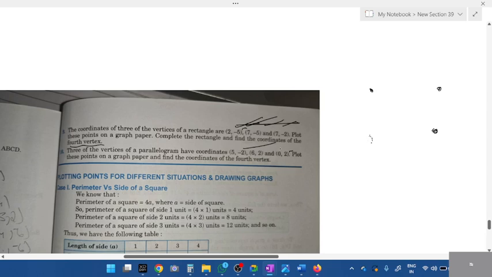Did ma'am do this question? 9th and 10th? That was for homework. Okay. You have to find the 4th quadrant. I'll teach this 4th quadrant. Only 3 are given, the 4th one is missing.